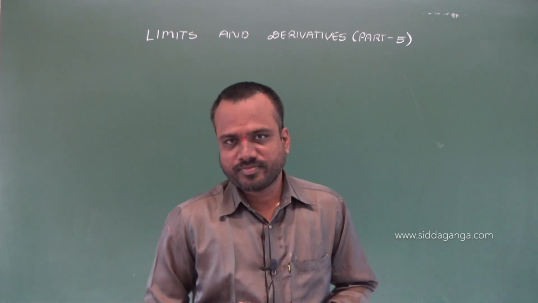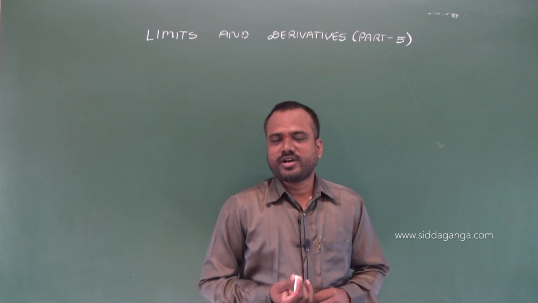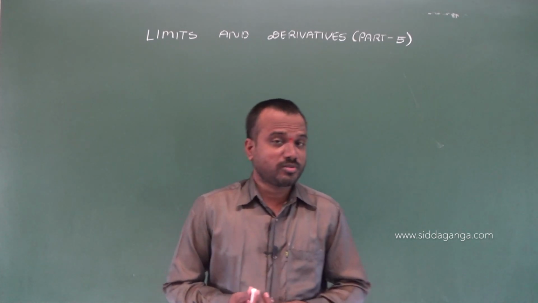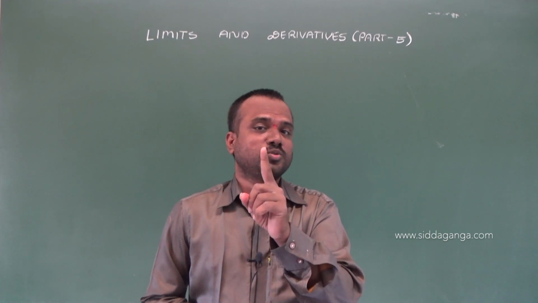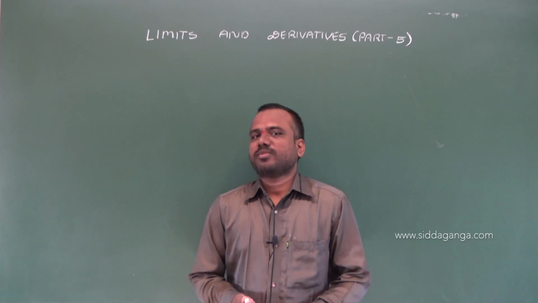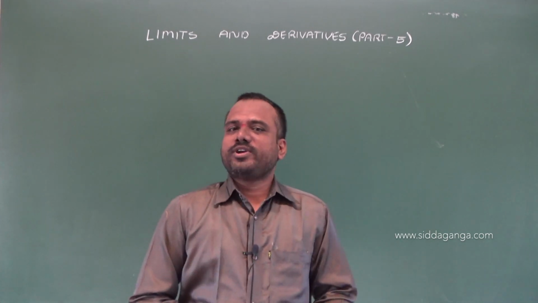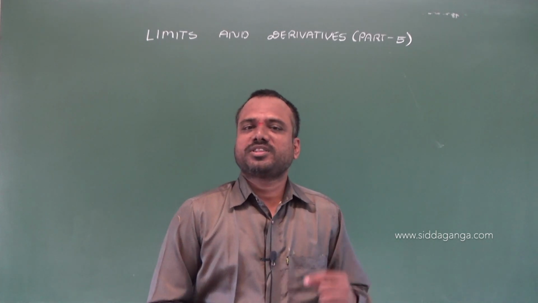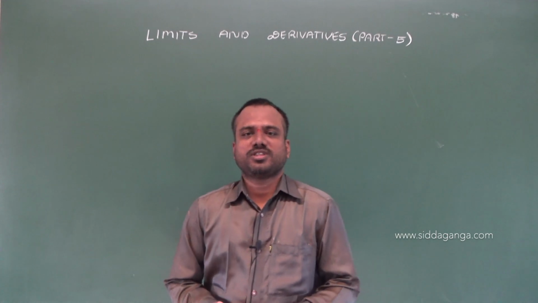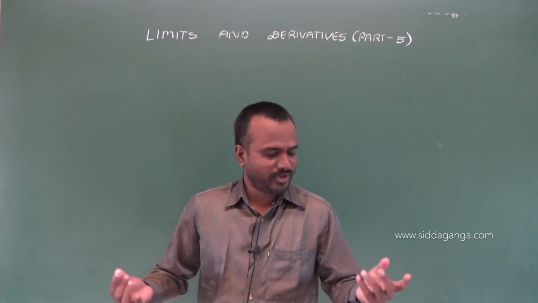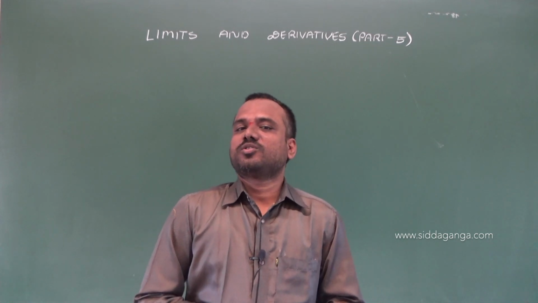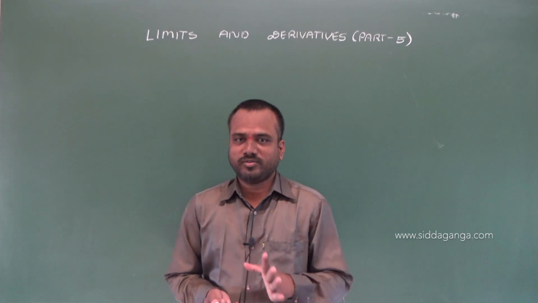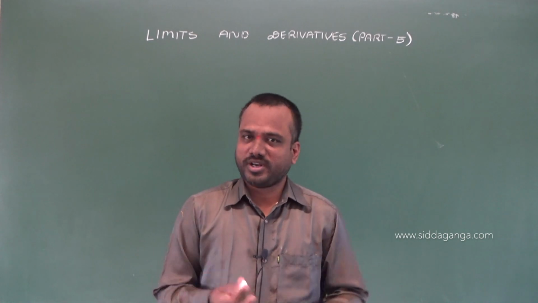First one is limit x tends to a, x to the power n minus a to the power n divided by x minus a, is equal to n into a to the power n minus 1. One more we discussed: limit theta tends to 0 sin theta by theta is equal to 1. Similarly, limit theta tends to 0 tan theta by theta is equal to 1. And with respect to their problems also we completed.